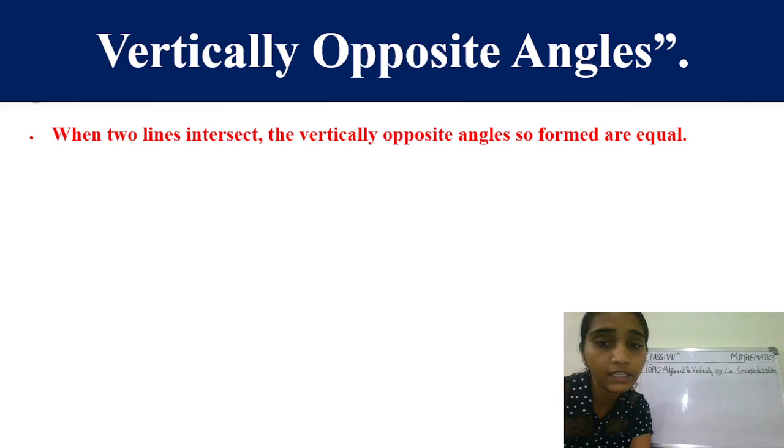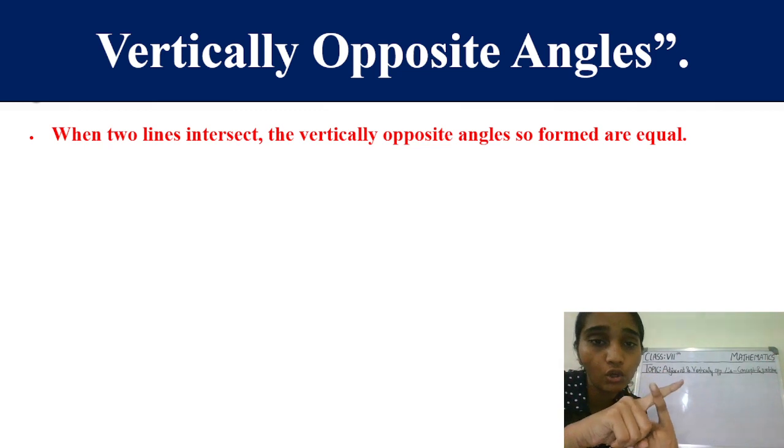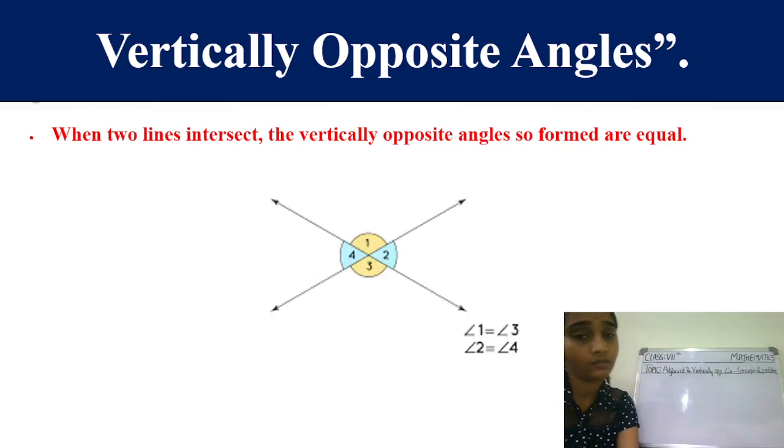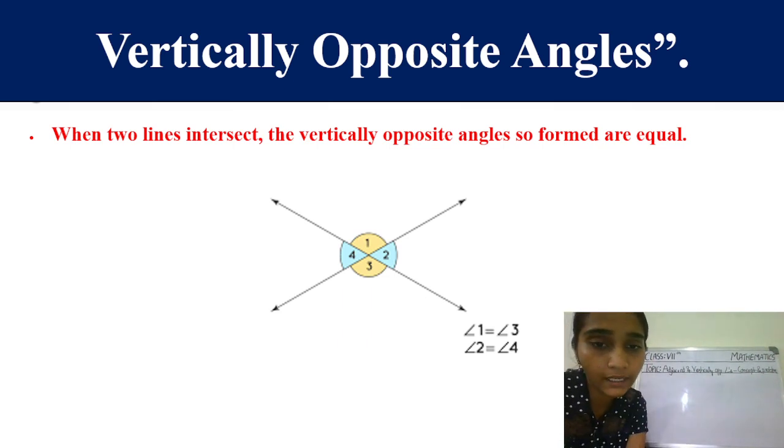So students, what are vertically opposite angles? When two lines intersect, they are crossing, so vertically opposite angles are being formed. Those are known as vertically opposite angles. Now there is one very good point regarding vertically opposite angles, that they are always equal. So angle 1 will be equal to angle 3. Why? Because they are vertically opposite angles. And angle 2 will be equal to angle 4. Yes, because they are also vertically opposite angles.